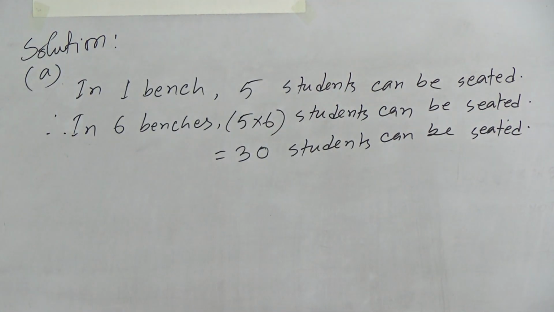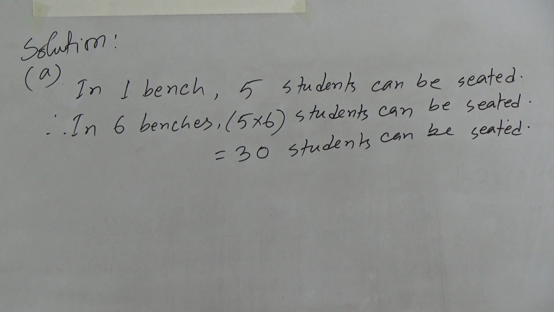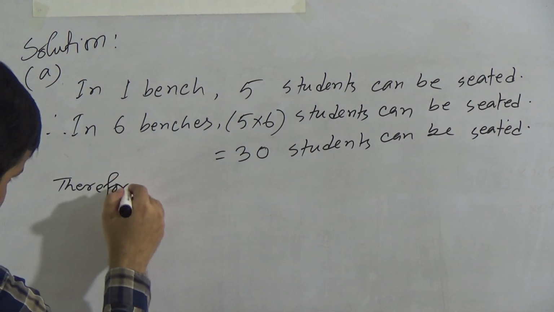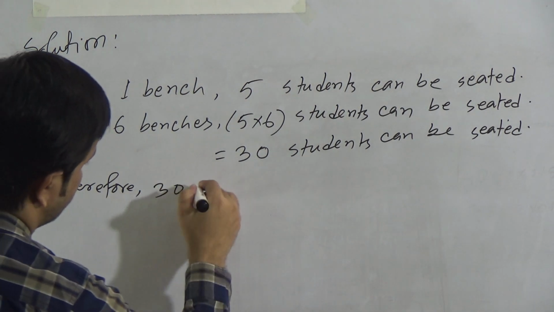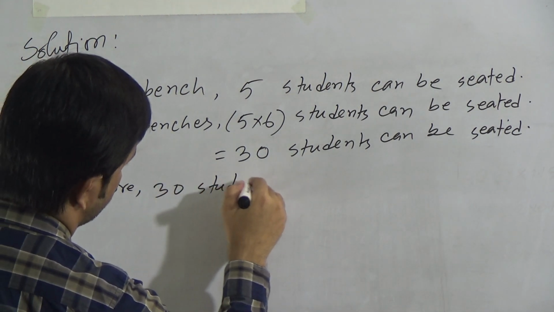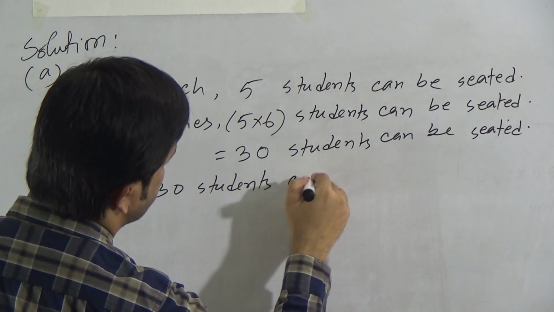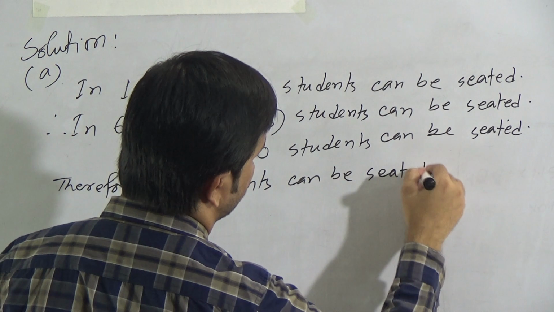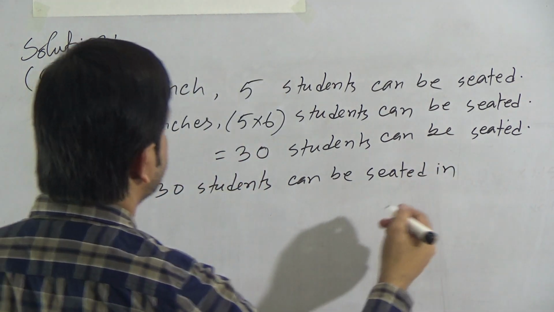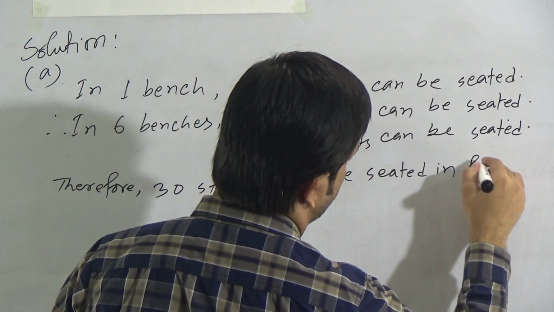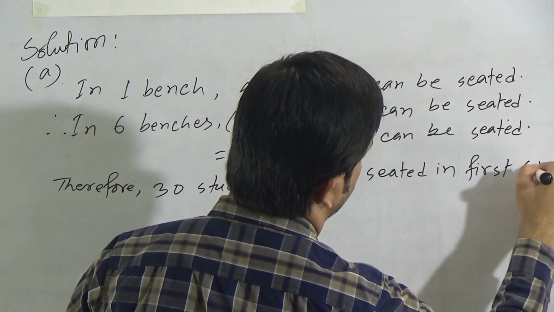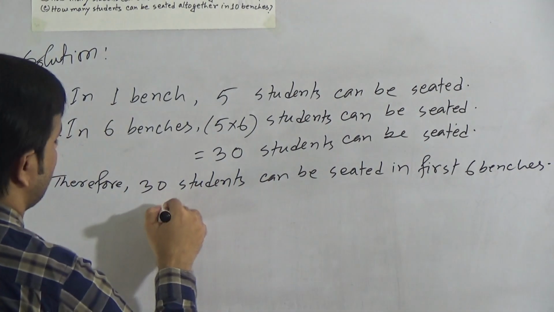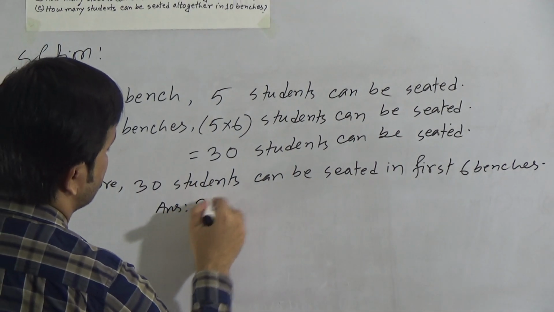Dear students, so our required answer for question A is therefore 30 students can be seated in first 6 benches. So our answer of this question is 30 students.